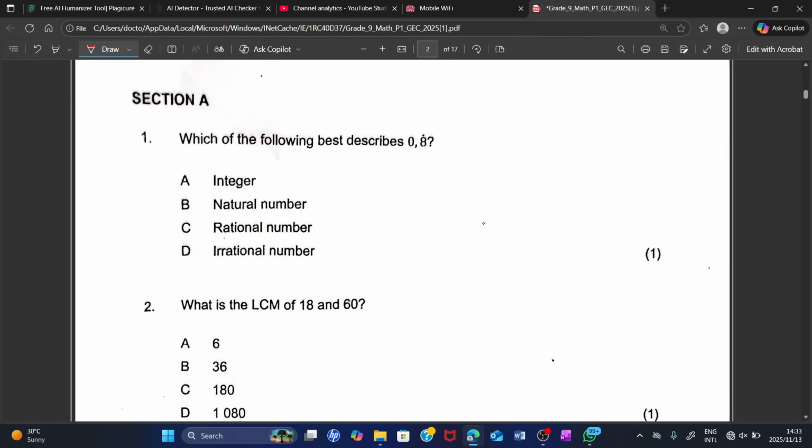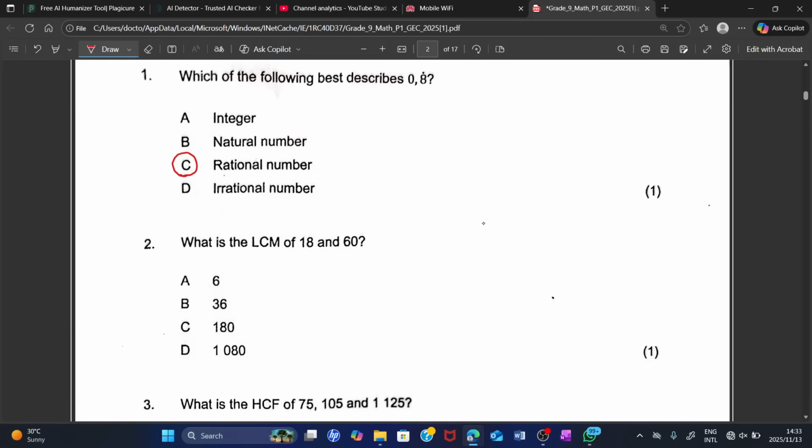Right, in this one, which of the following best describes 0,8 recurring? So numbers which do recur are what? We all know those are rational numbers. Okay, so the answer is C. So the answer for that one is C.